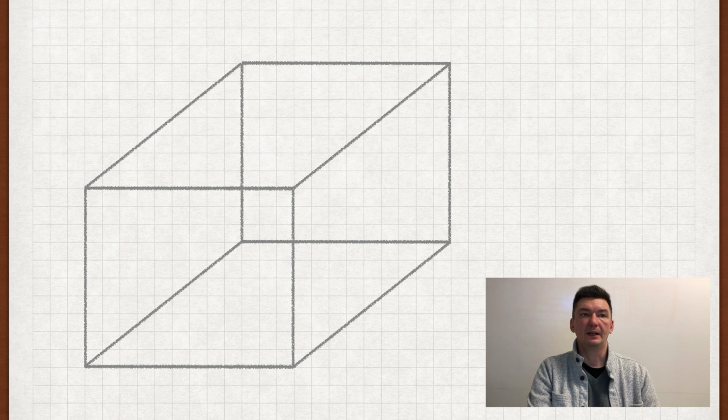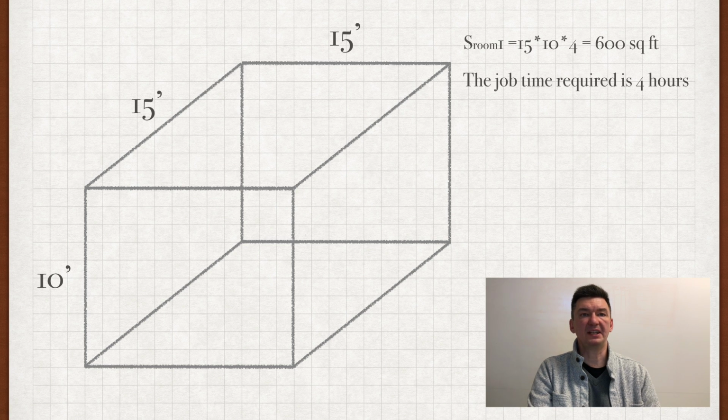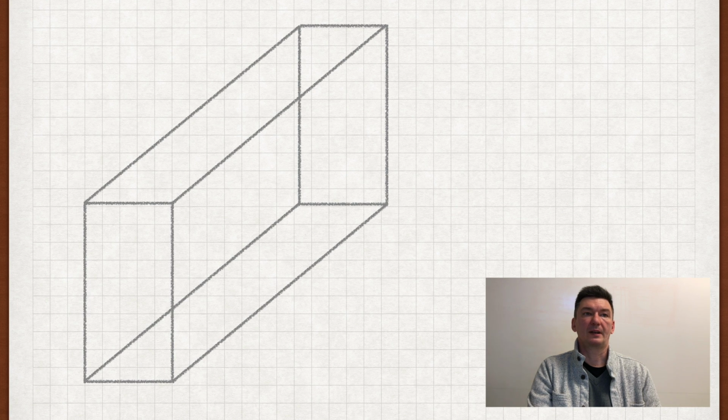Alright, let's say we need to paint a room. The room wall dimensions are 10 by 15 by 15. The size of the area that needs to be painted in room number 1 is 600 square feet. And the painter can paint it in 4 hours. Very easy task.